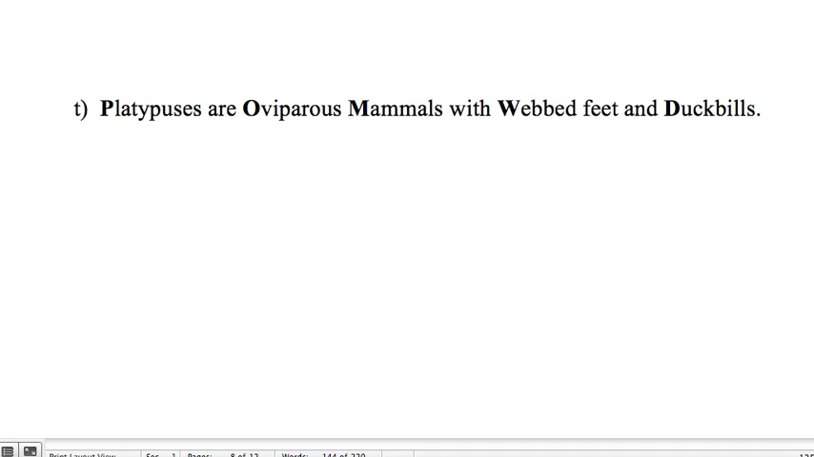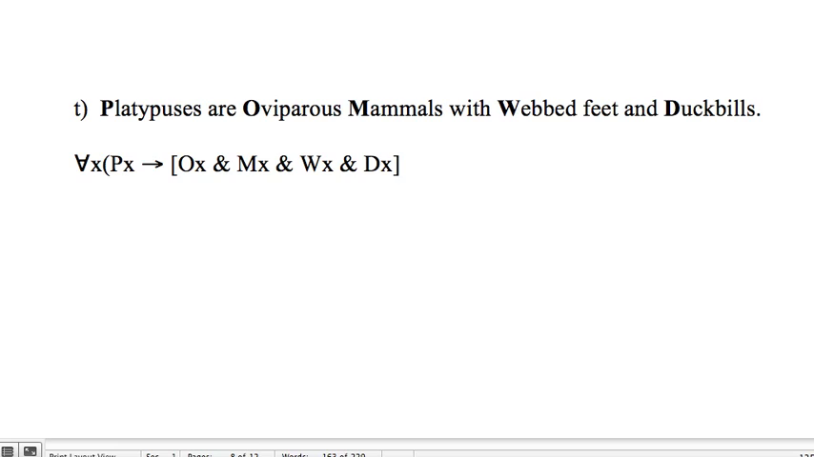Platypuses are oviparous mammals with webbed feet and duckbills. Try that. It's a statement about platypuses, and it seems pretty clearly to be universal. It's telling us something about all platypuses. So we know it starts like this. So if X is a platypus, what does the sentence tell us about X? It tells us that X is oviparous and is a mammal and has webbed feet and has a duck bill.